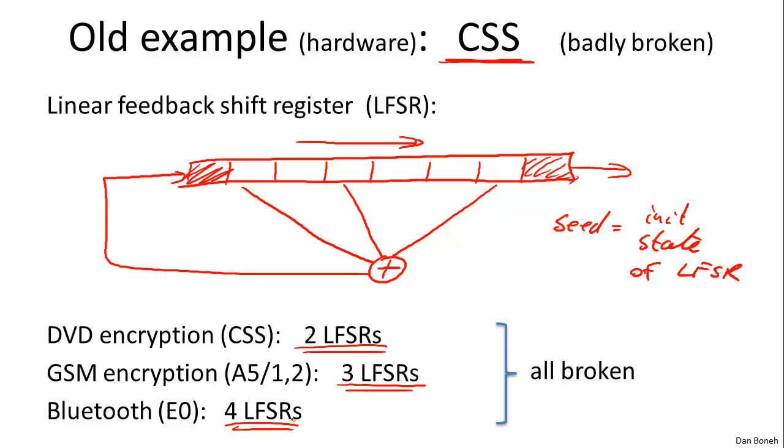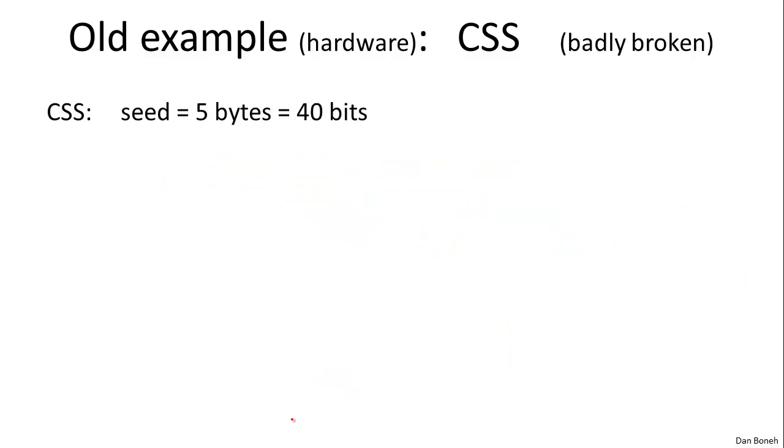But the simplest of these, CSS, actually has a cute attack on it, so let me show you how the attack works. So let's describe how CSS actually works. The key for CSS is 5 bytes, namely 40 bits. 5 times 8 is 40 bits. The reason they had to limit themselves to only 40 bits is that DVD encryption was designed at a time where US export regulations only allowed for export of crypto algorithms where the key was only 40 bits. So the designers of CSS were already limited to very, very short keys.